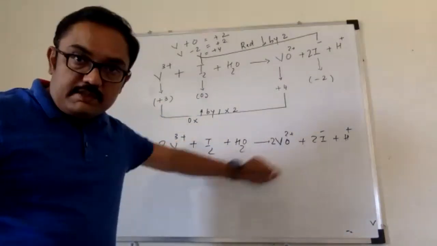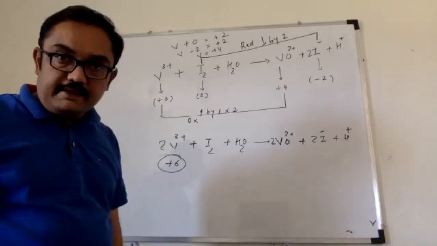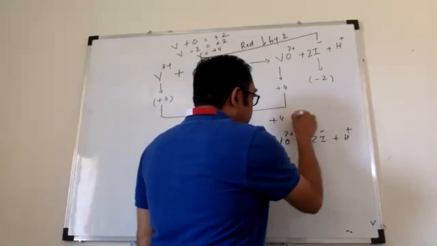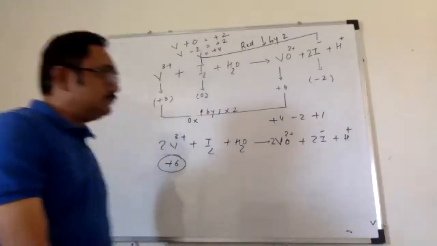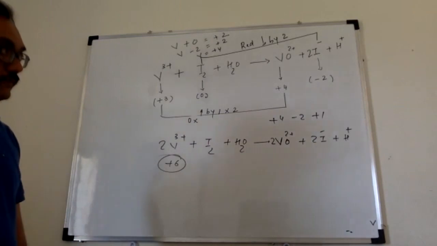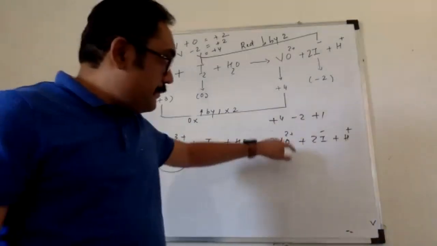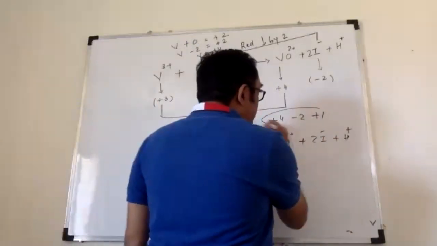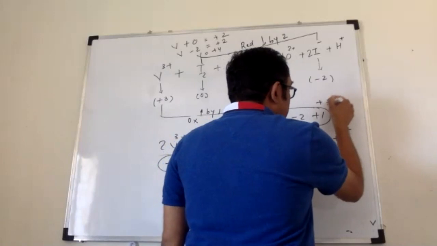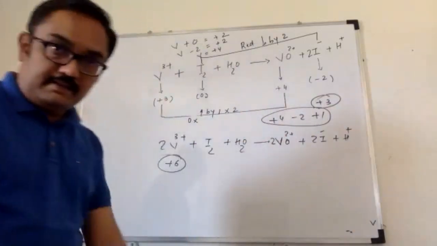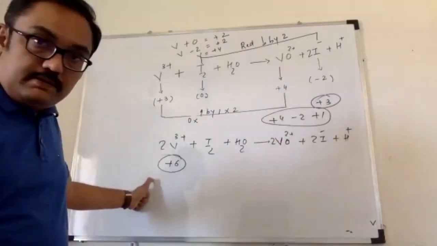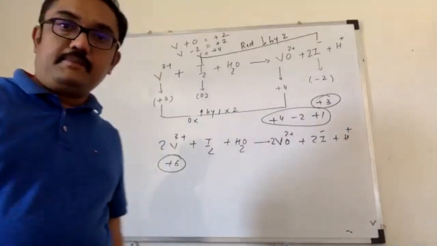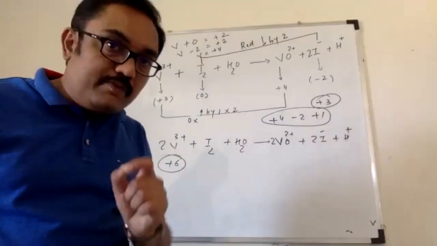What is the right hand side total charge? Plus 4, then minus 2, plus 1, 5 plus. Plus 4 minus 2, plus 1, this will become plus 3. So the right hand side total charge is plus 3. Left hand side total charge is plus 6. This you need to balance by putting H plus. So tell me how many H plus I should put on which side?